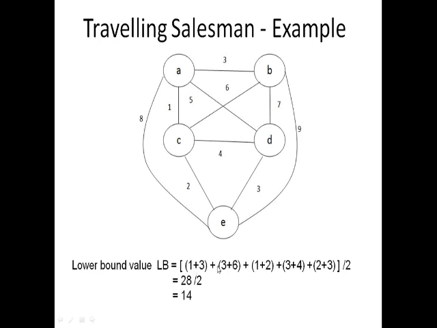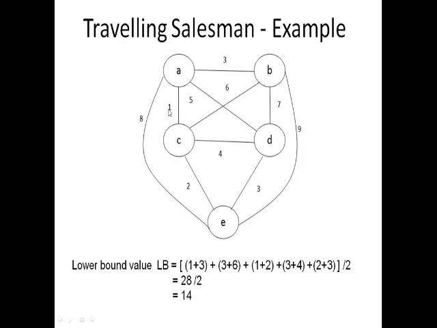1 plus 3, plus 3 plus 6, 1 plus 2, 3 plus 4, 2 plus 3, divided by 2. Here 1 plus 3 is nothing but each node is considered. This is the minimal value of A node, minimal of B node, minimal of C node, minimal of D node, minimal of E node. That is, the A node is considered.